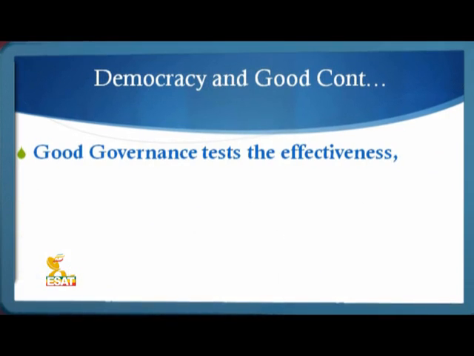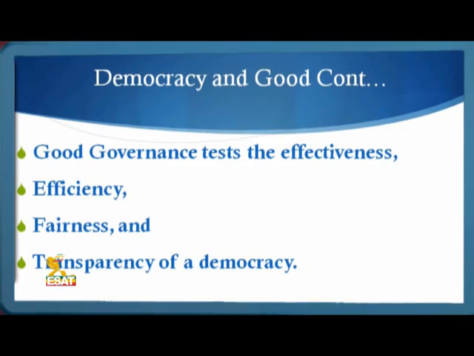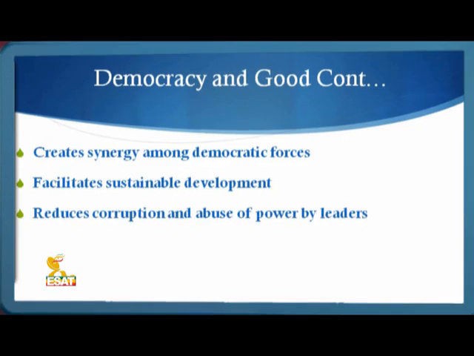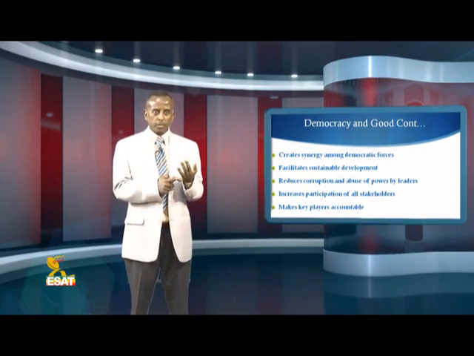Good governance, in short, is a test of effectiveness, efficiency, fairness, and transparency of a democracy, which means having democracy by itself is not enough. Democracy should embrace good governance. Good governance creates synergy among democratic forces. It facilitates sustainable development, reduces corruption and abuse of power by leaders. It also increases participation of all the stakeholders in developmental activities, in the decision-making process, and so on and so forth. It also makes key players accountable.